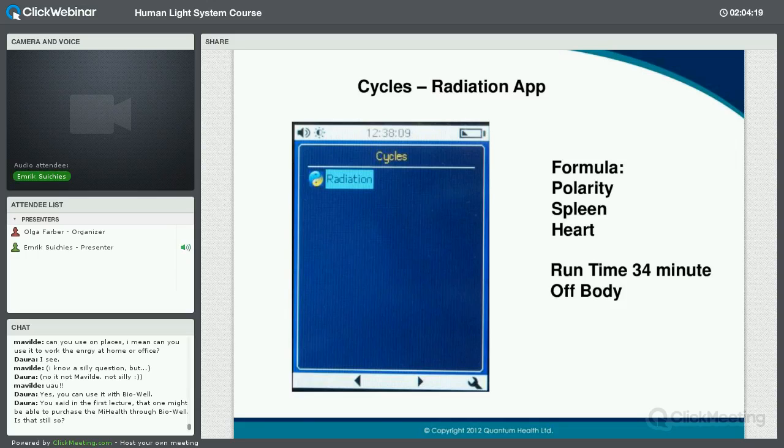Dora, you had a question. You said in the first lecture that you might be able to purchase the Mihealth through BioWell. Is this still so? Well, I talked with Kirill that he could put the Mihealth and all the things on his website, and he's still working on that. And I think that it will be available apart from the system soon.